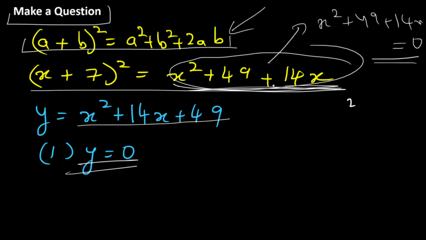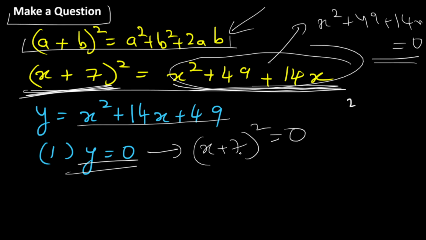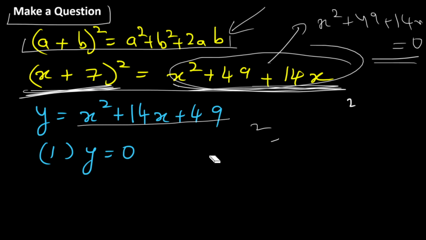How did we get this over here? We just took (x plus 7) the whole square, right? So actually, when we are doing this, what we are doing is we are writing (x plus 7) the whole square is equal to 0, right? So in this case, x will be equal to minus 7, right? So statement 1 alone is sufficient. This is how they designed this question.